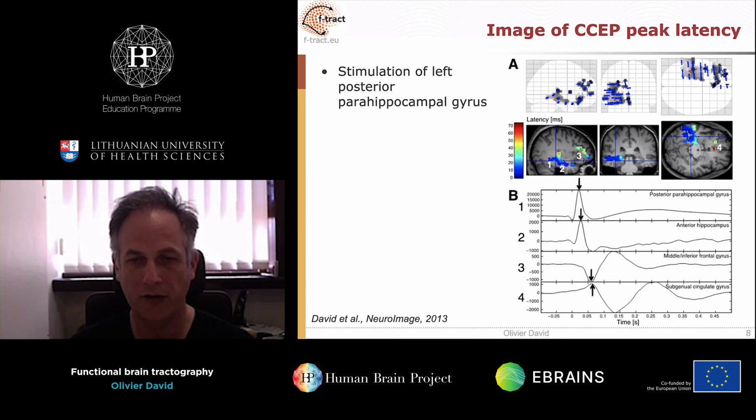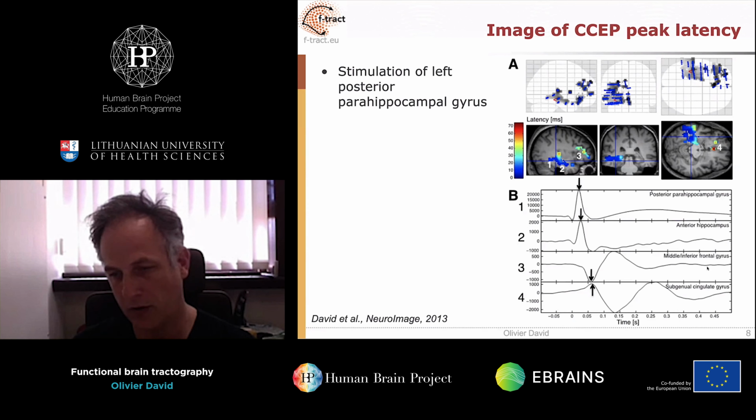If we take some examples here, 1, 2, 3, 4: 1 is the parahippocampal gyrus, 2 the anterior hippocampus, 3 the middle inferior frontal gyrus, and 4 the cingulate areas. You may see visually that there is a delay in the times of the N1, which is simply color-coded.